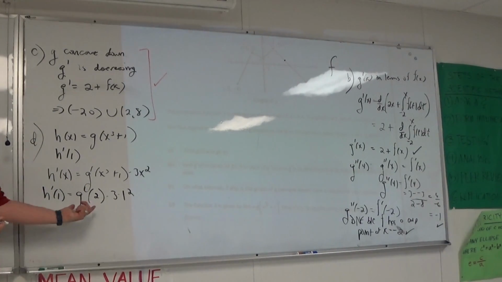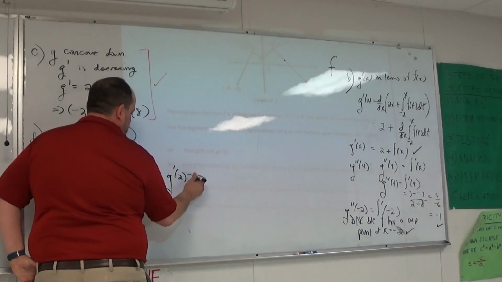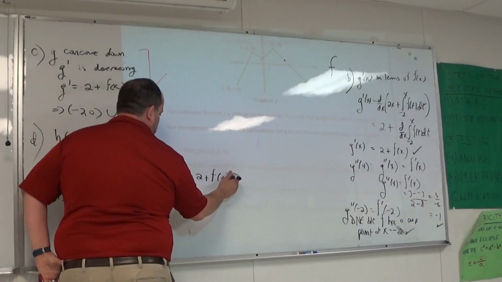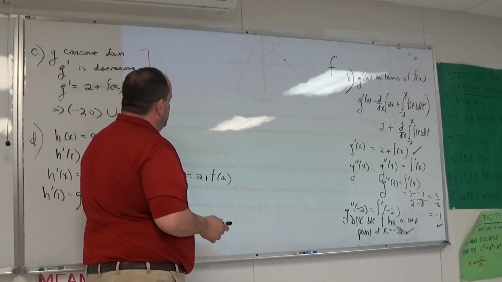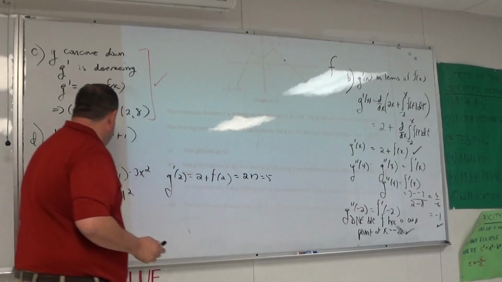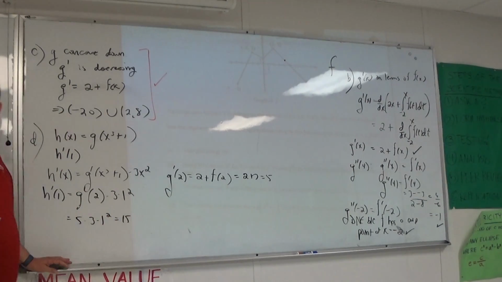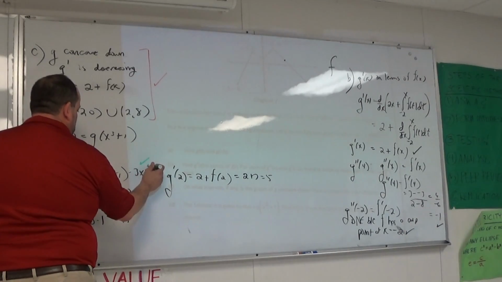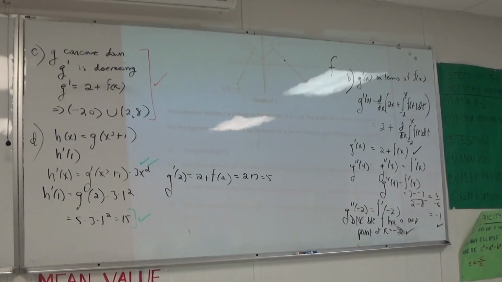To get g prime of 2, where's that going to come from? We know from earlier that g prime of x is equal to 2 plus f of x. So g prime of 2 is 2 plus f of 2. F of 2 is 3. So we've got 2 plus 3, this guy over here is 5. So this is 5 times 3 times 1 squared, which is 15. If you correctly found the derivative using the chain rule, they gave you 2 points, and then 1 point at the end for the final answer.